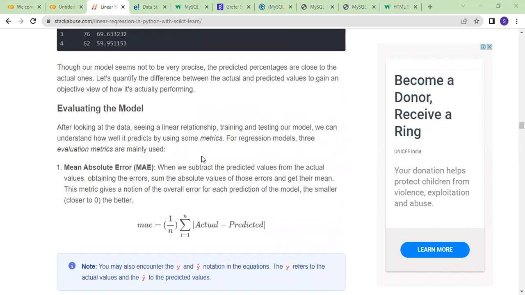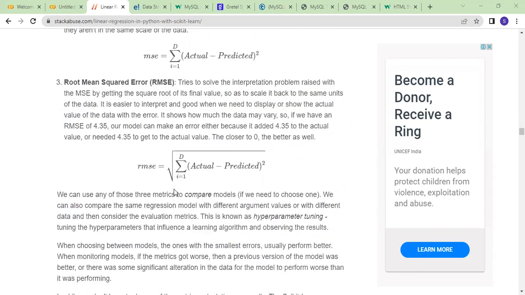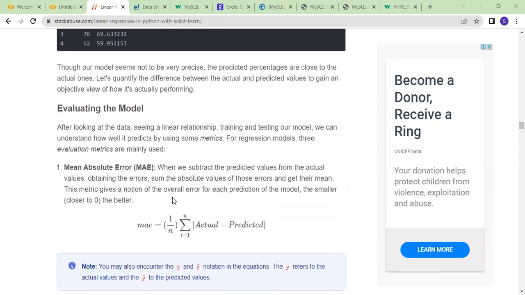These three metrics can evaluate the model, that is, how accurate my predicted value, Y pred, is compared to Y test, which is my actual value. We will calculate these things by means of these metrics.